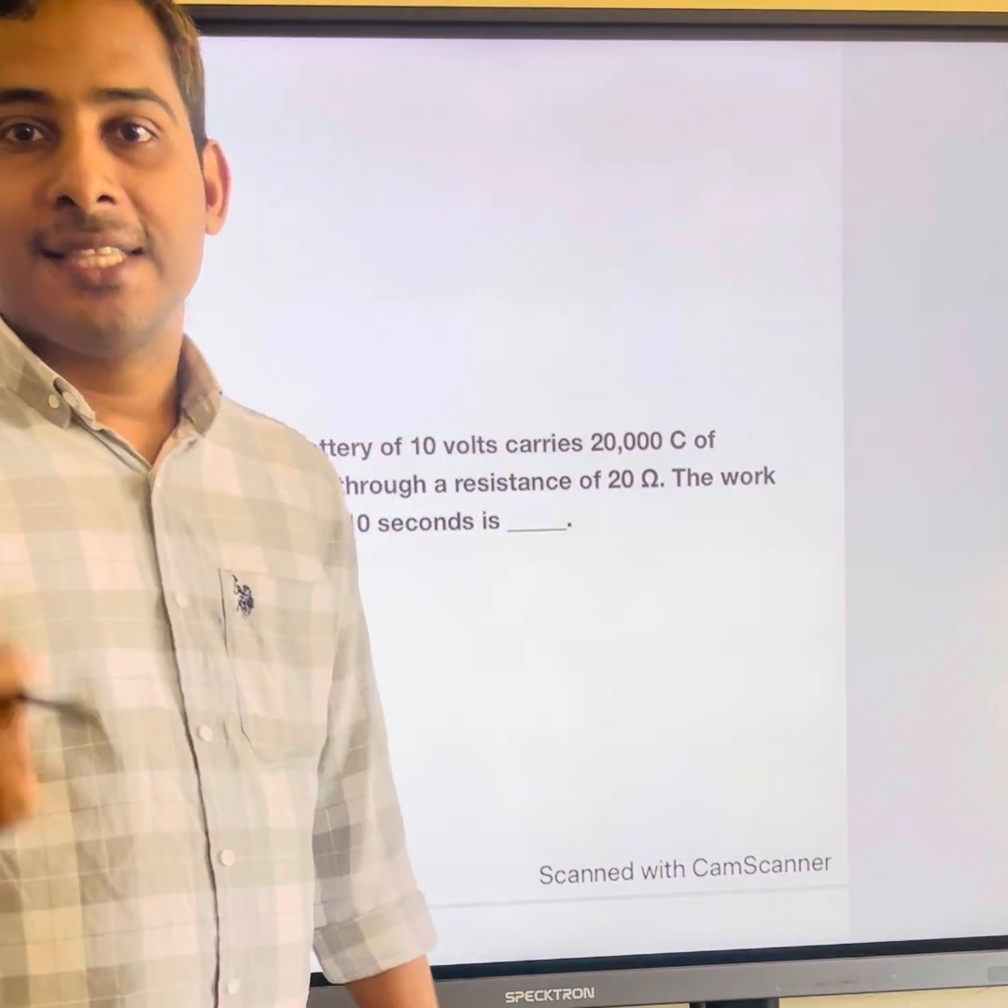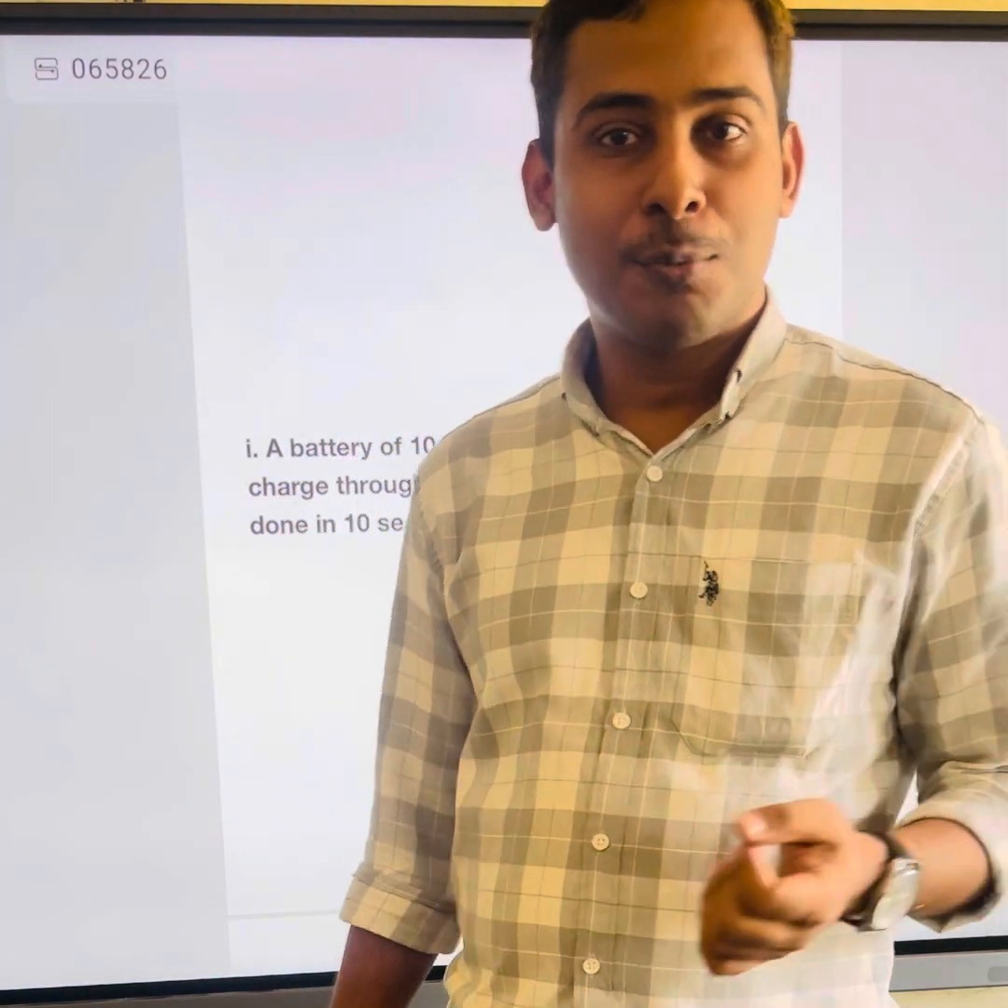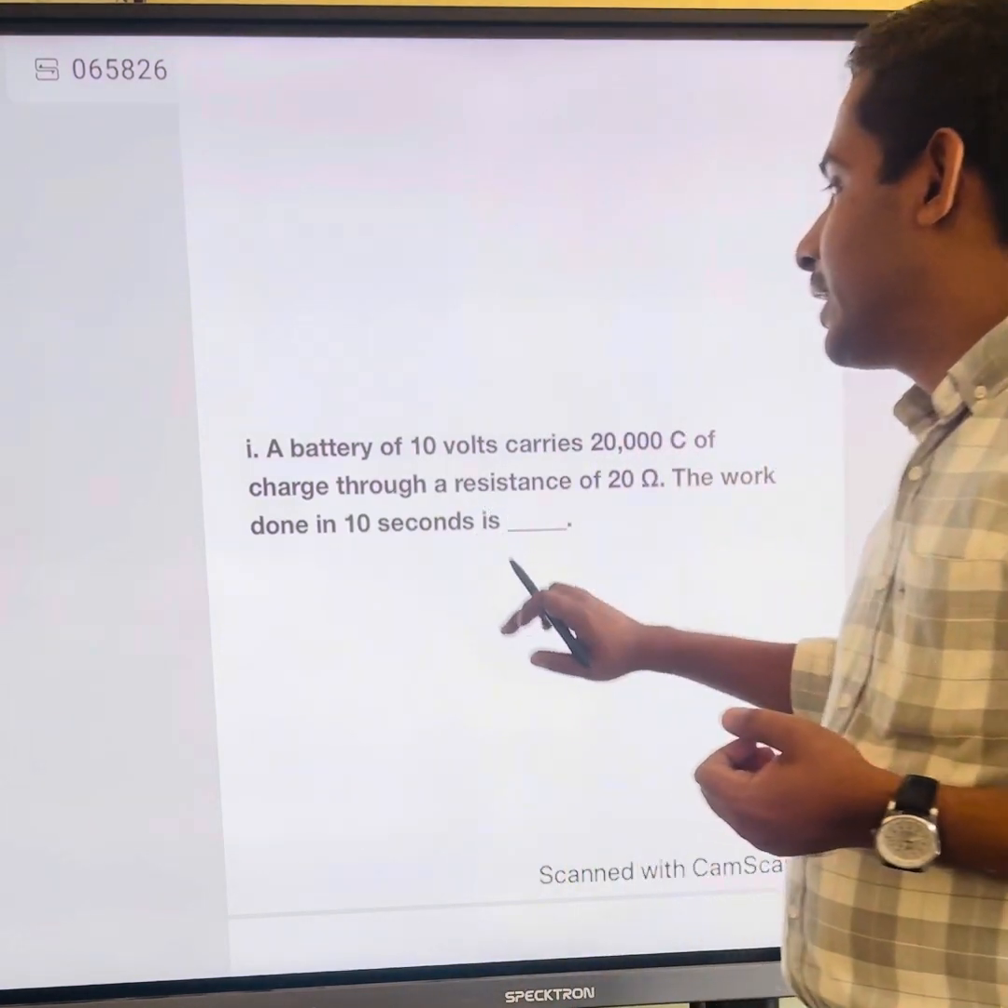ഇന്ന് നമ്മൾ ക്ലാസ് 10th ഇലക്ട്രിസിറ്റിയുമായിട്ട് റിലേറ്റ് ചെയ്ത് വരുന്ന കുറച്ച് ക്വസ്റ്റ്യൻസ് ഡിസ്കസ് ചെയ്യാൻ പോവാണ്. അപ്പോൾ ക്വസ്റ്റ്യനിലേക്ക് കടക്കാം. ഓക്കെ, ഫസ്റ്റ് ക്വസ്റ്റ്യൻ.